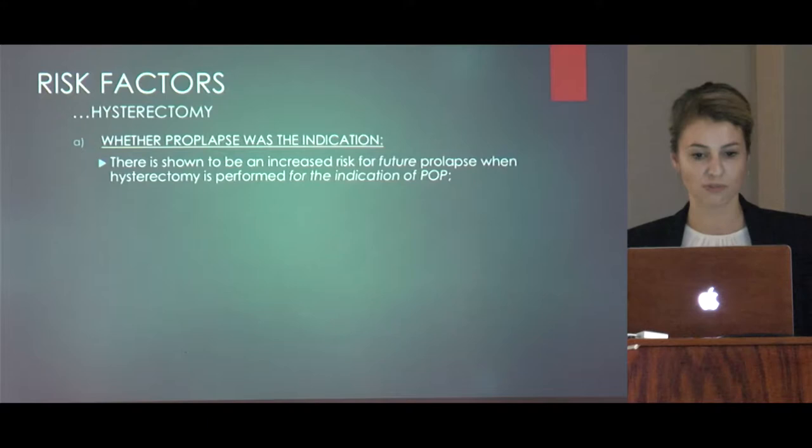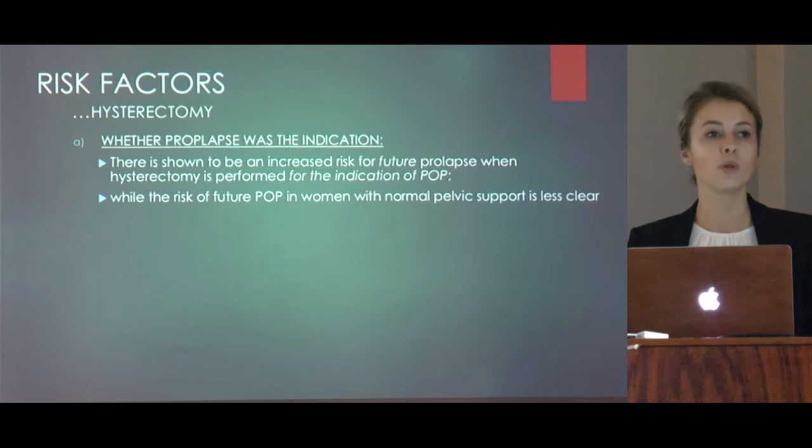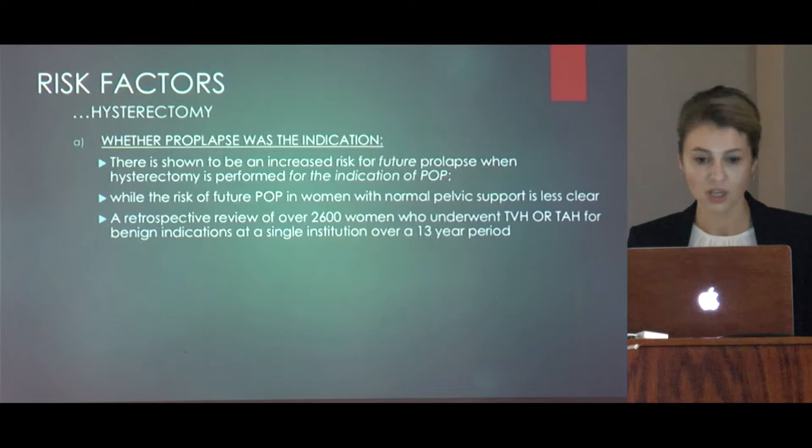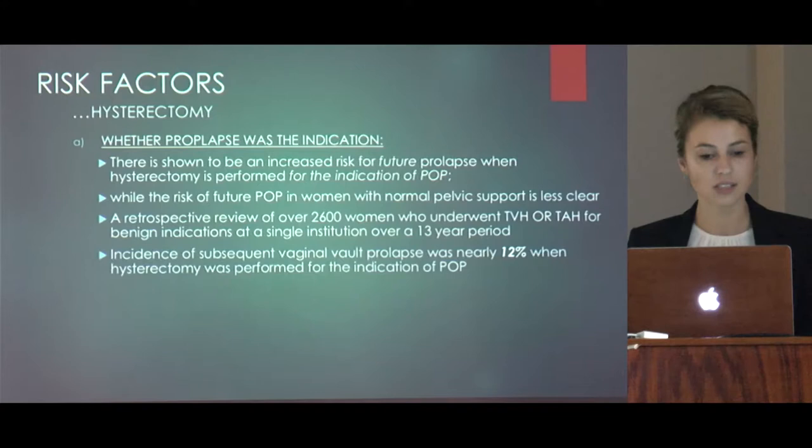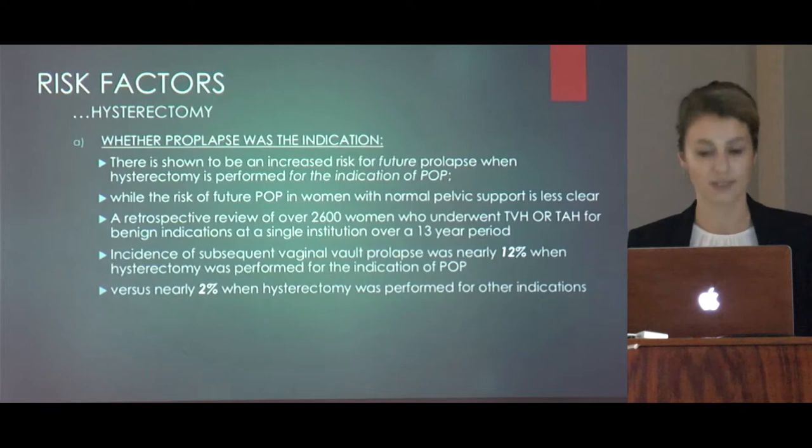The risk of future prolapse in women with normal pelvic support is less clear. In a retrospective review of 2,600 women who underwent vaginal or abdominal hysterectomies for benign indication at a single institution, followed up for a 13-year period, the incidence of subsequent vaginal vault prolapse was 12% when the hysterectomy was performed for the indication of prolapse, versus nearly 2% when performed for other indications.